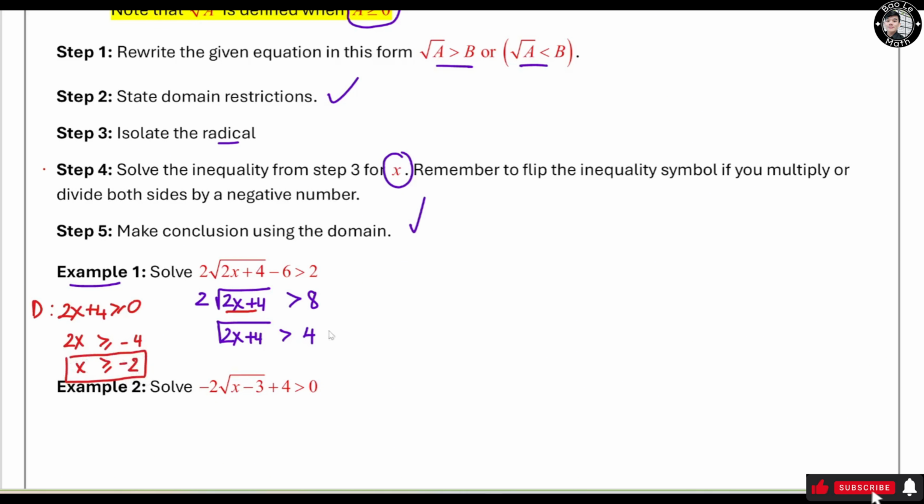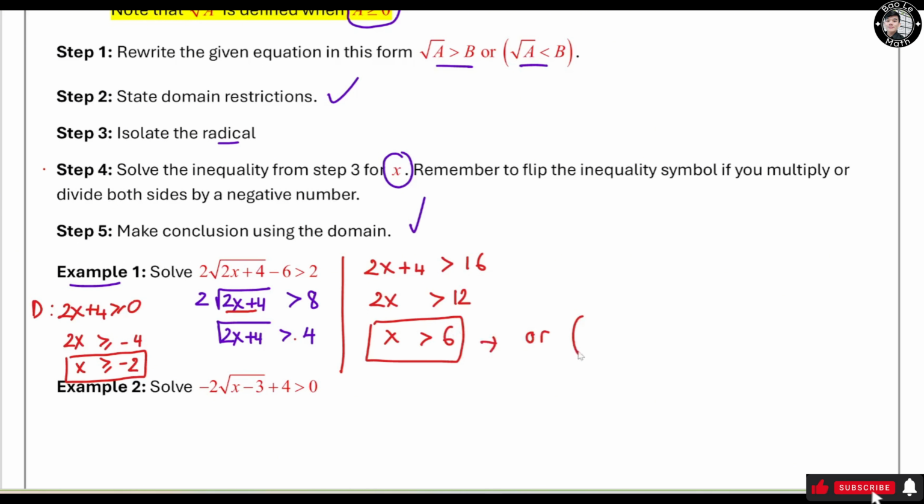Now I'm going to square both sides. So it could be 2s plus 4 greater than 16. Subtract 4 from both sides, so it could be 2s greater than 12. Divide both sides by 2, so s greater than 6. Now we're going to compare with the domain. We have s greater than 6, which is always greater than or equal to negative 2. So your solution should be s greater than 6, or from 6 to positive infinity. This is your final solution.